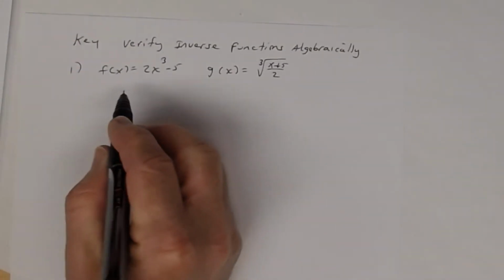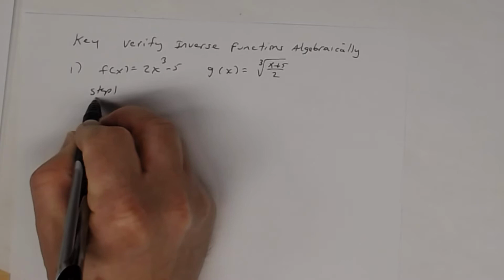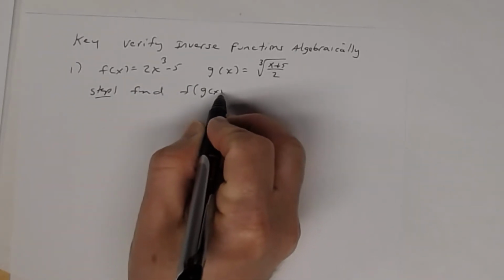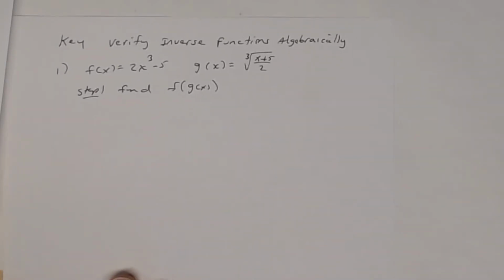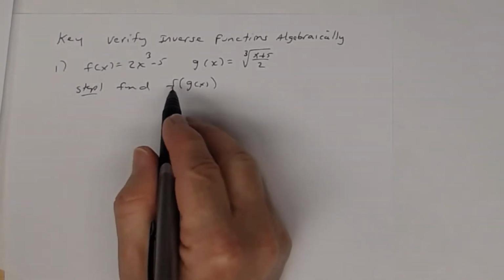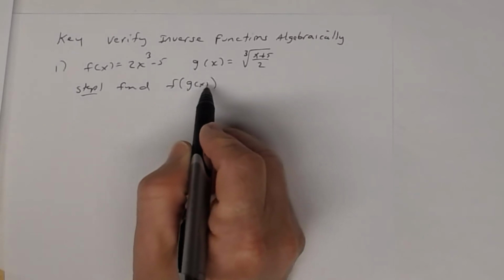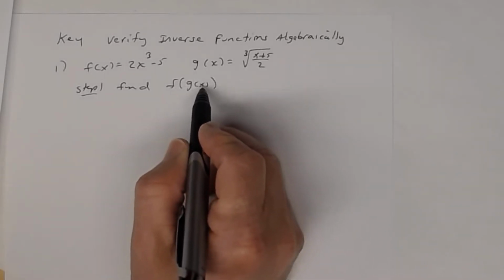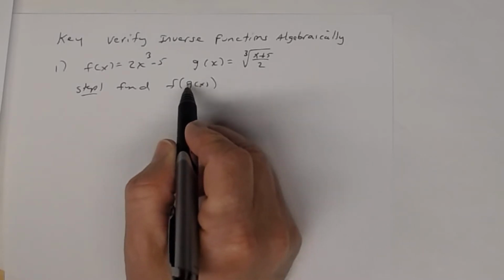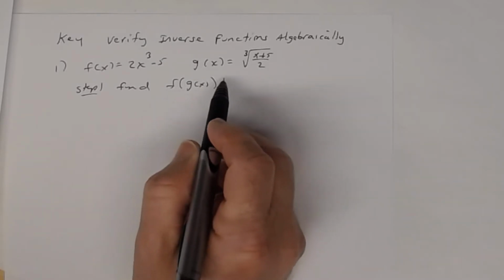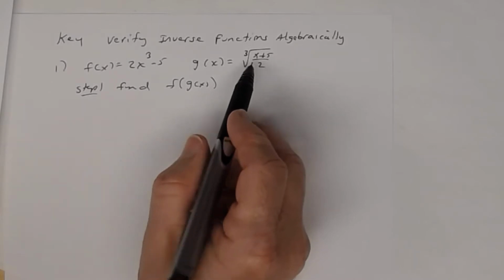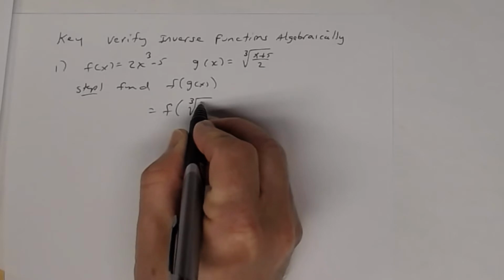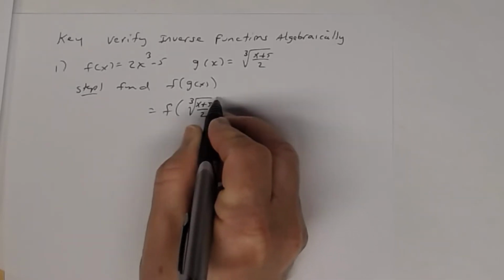So for step one, let's go ahead and find f of g of x, and let's see what that's equal to. Remember, this is a composition, so keep that in mind. To find this composition, you're going to substitute g of x into f. So g of x is this cube root function, so I'm going to say equals f of the cube root of x plus 5 divided by 2.